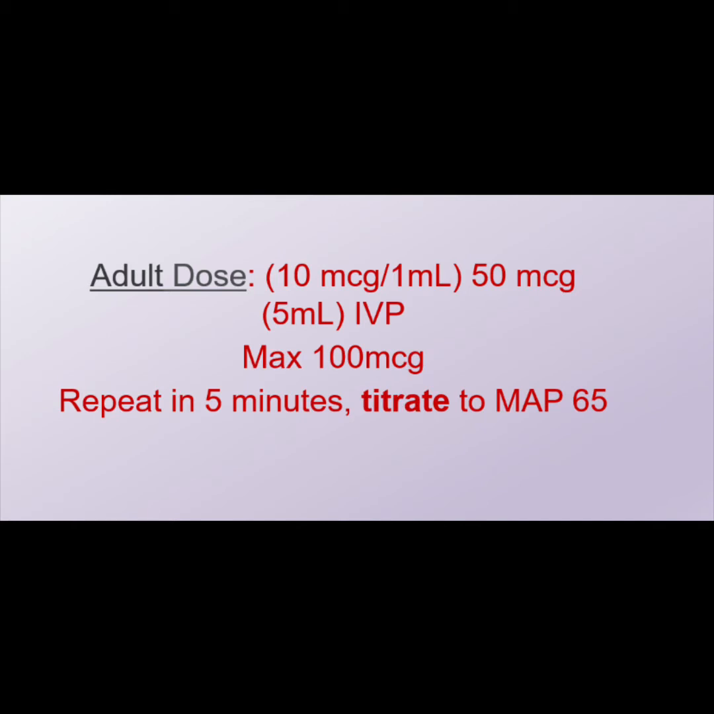Our adult dose for Push Dose Epi is going to be 50 micrograms or 5 milliliters IV push. This is going to be constituted as 10 micrograms per 1 mL. So when you do mix your Push Dose Epi, you're going to end up with 2 doses in 1 syringe. It has a max of 100 micrograms, and we can repeat Push Dose Epi in 5 minutes after our first dose to titrate to a MAP of 65.